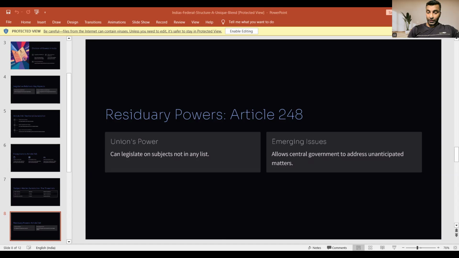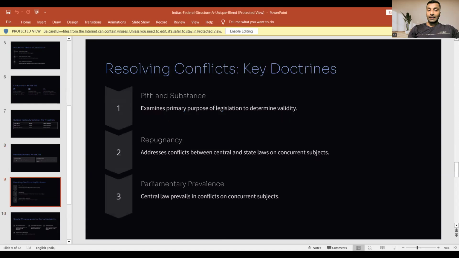Now let's look at this doctrine of pith and substance, and repugnancy. So resolving conflicts, the key doctrines. See, sometimes a law may inadvertently overlap into another list. So to determine which law prevails, the court uses the doctrine of pith and substance. Again, very important concept. This examines the primary purpose and essence of the legislation rather than the isolated sections. So if the core intent aligns with one list, the law is considered valid.